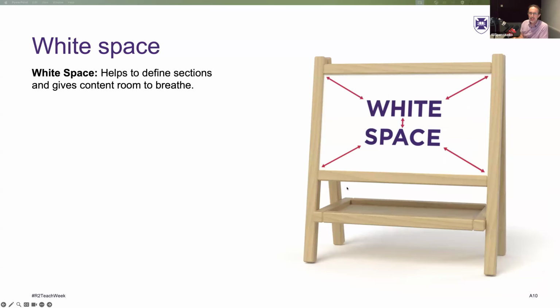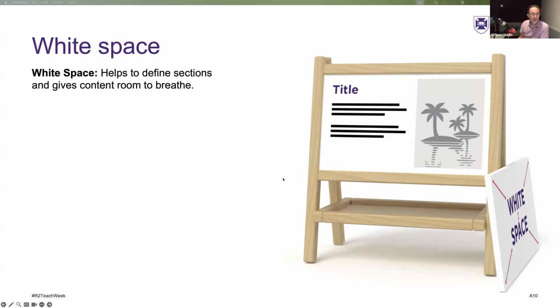White space or negative space is the space around objects. It's the idea that the space around things is as important as anything else. It stops things from looking too cluttered. And again, if you follow the UQ PowerPoint guides, it's all built in. It's a matter of just respecting the margins, respecting space around text, not having text too close to images, right up against them, not having images too close to the edge.